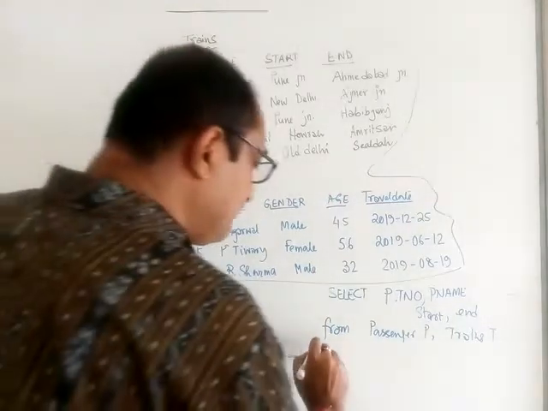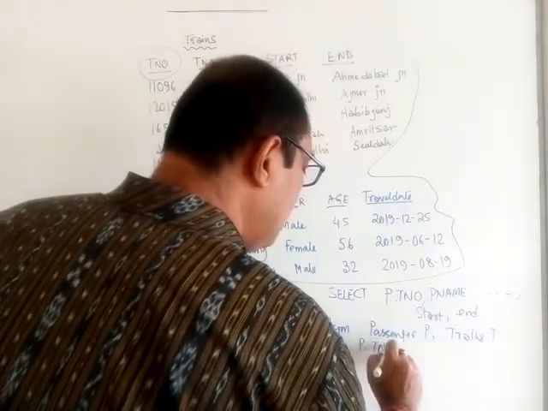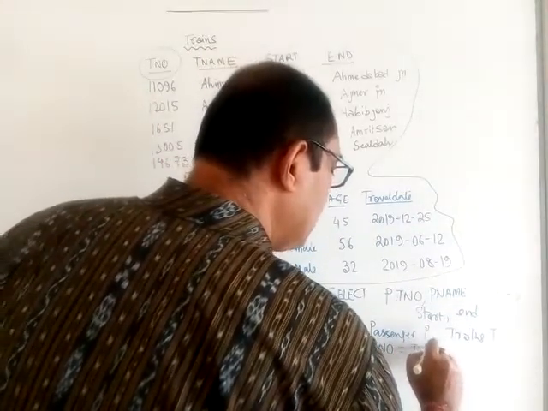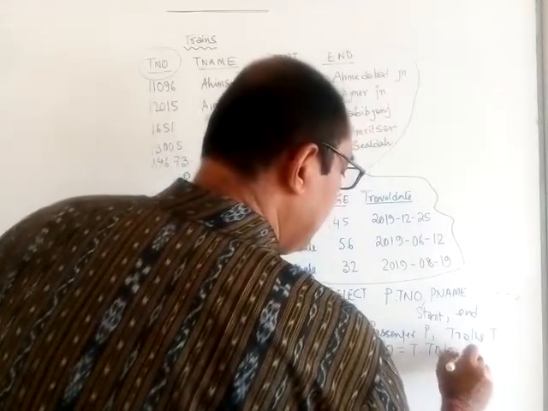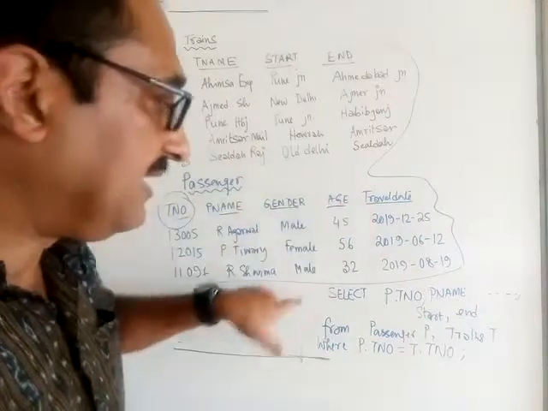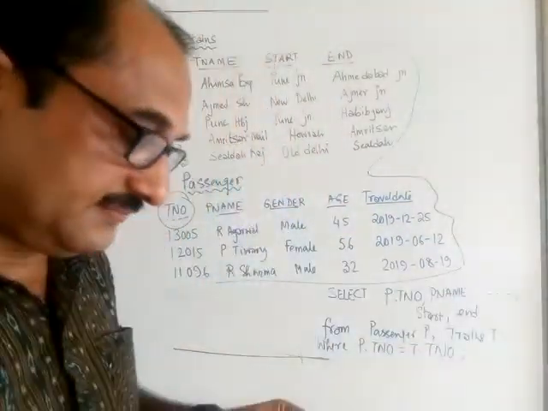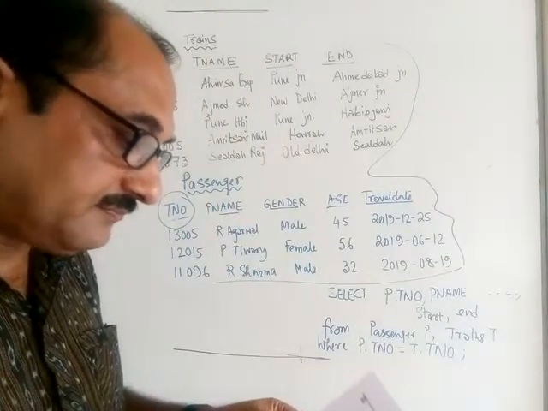That means we must write here where P.TNO matches with the other table's TNO. I did not tell you any other condition. Maybe there are other conditions also. If there are other conditions, then you have to write them and join further. That is also possible. Fine.